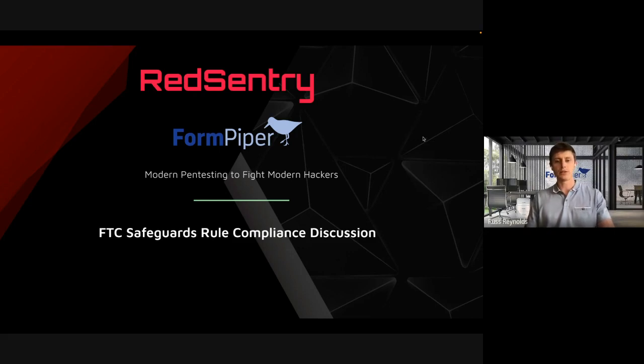Really what we want to do is just go over this new FTC Safeguards Rule that goes into effect tomorrow. This is something that was passed at the end of last year. There's a leniency period all the way through June 9th of this year. So we at Form Piper and Red Sentry are making it our job to inform everybody we work with, our people we've talked to or in industries we're in, to let them know about this rule.